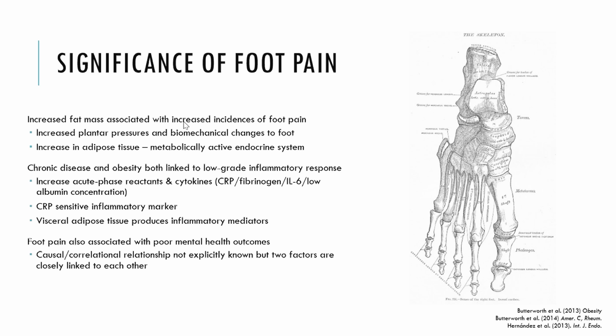Obesity and diabetes mellitus are both linked to increased incidences of foot pain and deformity. Increased fat mass has been associated with biomechanical changes and increased plantar pressures. An increase in visceral adipose tissue provides a highly active endocrine system for the production of low-grade inflammatory markers. Visceral adipose tissue produces inflammatory mediators such as CRP, fibrinogen, interleukin-6, and low albumin concentrations. These acute phase reactants are typically elevated in healthy obese patients.